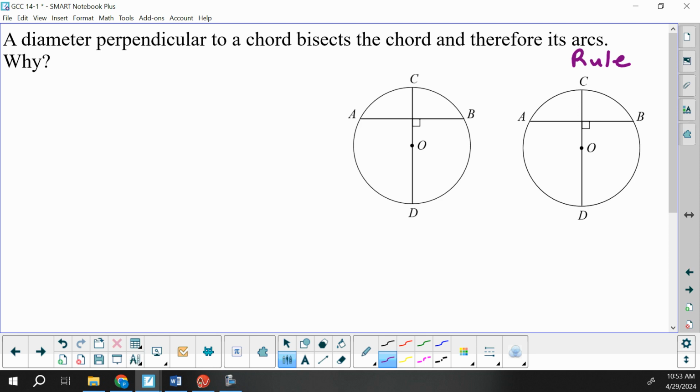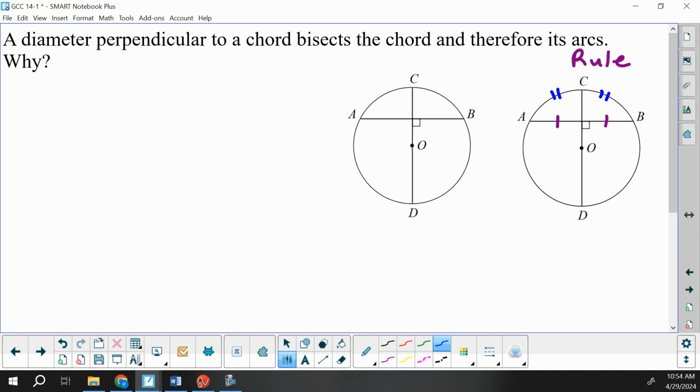So we've got our diameter CD, the chord is AB. So it says it's going to bisect the chord, so we can put our tick marks on the chords, and then therefore the arcs are going to get bisected as well. So the why for the left-hand picture, I'm going to specifically show you why the chords get bisected, because that's the main one that we're going to work with.